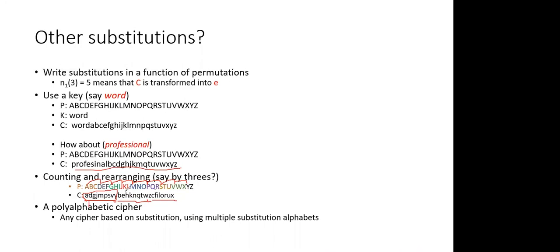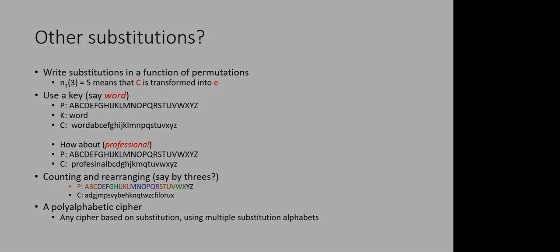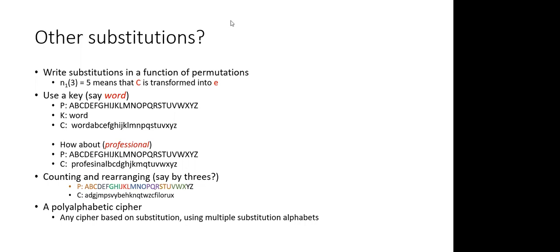A polyalphabetic cipher means any cipher based on substitution using multiple substitution alphabets. Polyalphabetic means many alphabets. So this is one example of substitution based on the permutation function. We call it n permutation 3. In mathematics, if you want to go in depth, go to YouTube or Google and you will find how we compute these permutations. There is a formula for it, 3 multiplied by 2 minus 1 kind of thing. If you remember, you have done it before. And there is combination: one is C and one is N. N is the permutation and C is the combination.